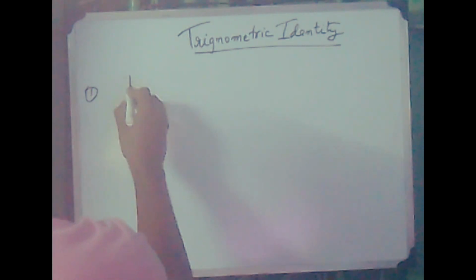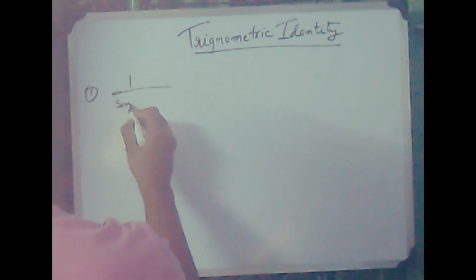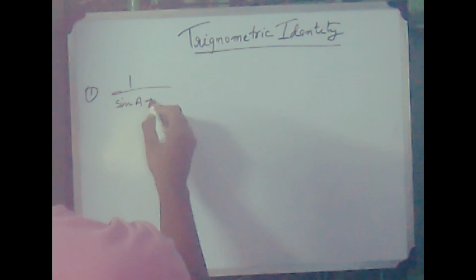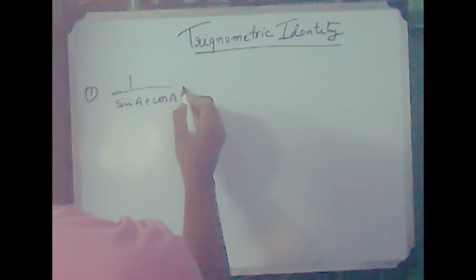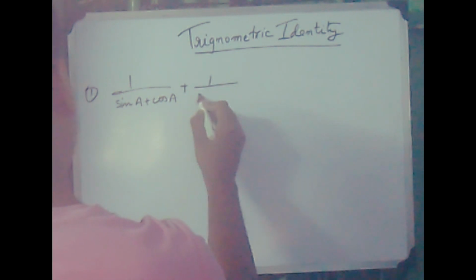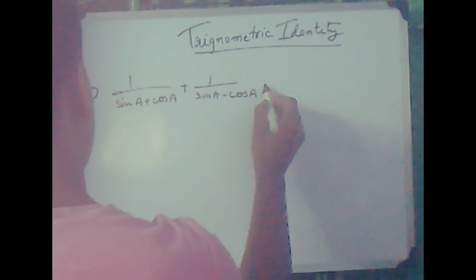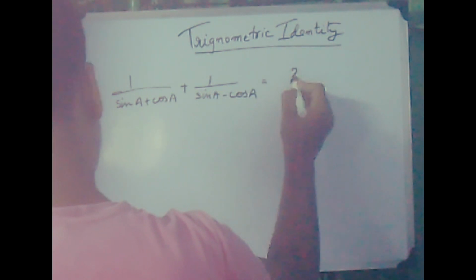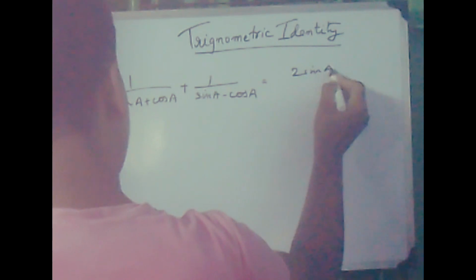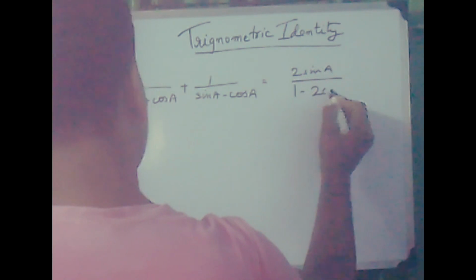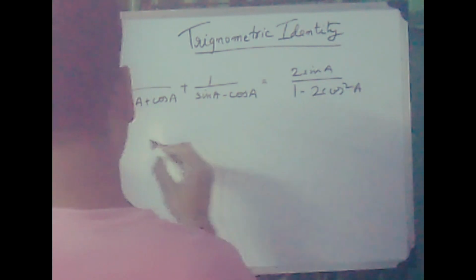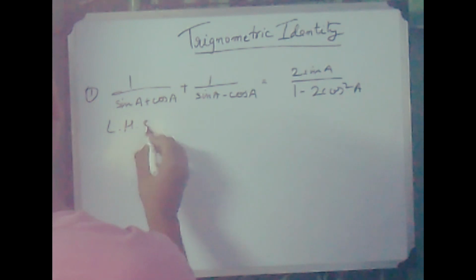The first problem which we are going to solve is 1 by sin A plus cos A plus 1 by sin A minus cos A, which we have to prove as 2 sin A divided by 1 minus 2 cos square A. So let's prove this, guys.